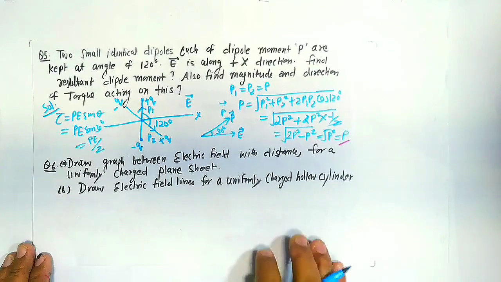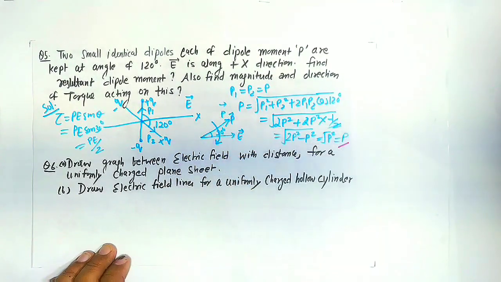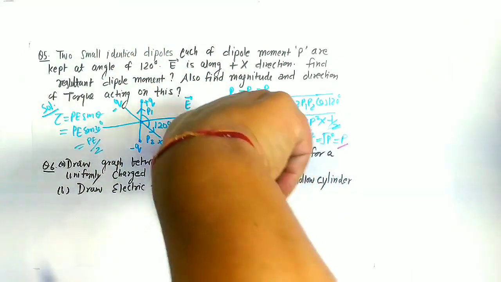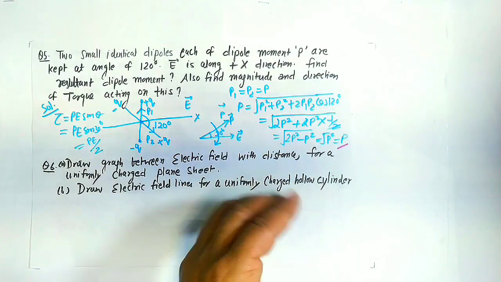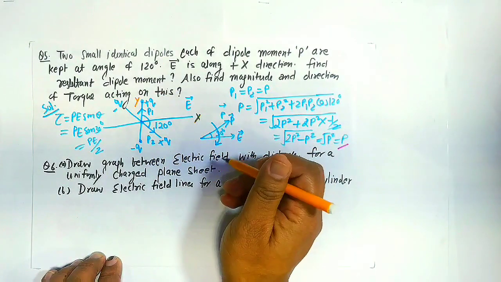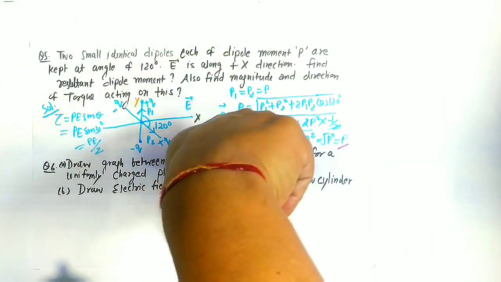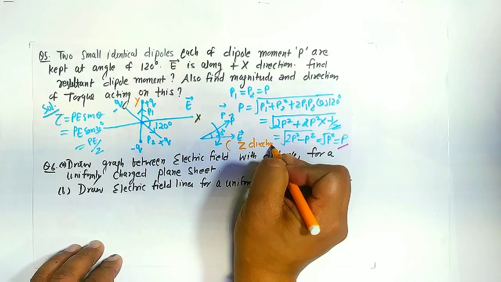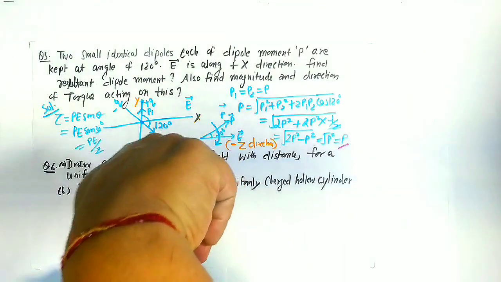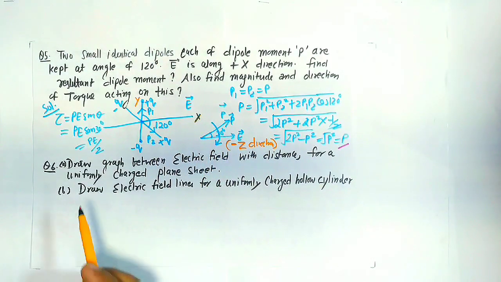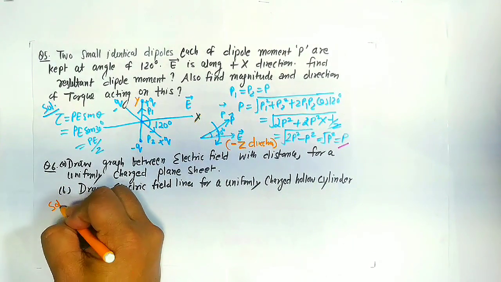And then what is the direction? If you see, P is in this direction, E is in this direction. The direction of the torque you can calculate, that is P cross E. Torque is perpendicular to both P and E. If this is the y-axis and this is the x-axis, then P cross E is in this direction. It is anti-clockwise, so it will be along the Z direction, and it will be the negative Z direction. Okay, now this was the question. Now the next question. Got it or not?